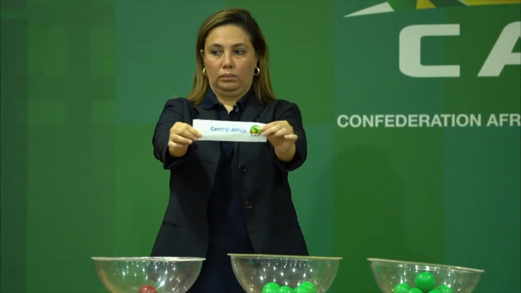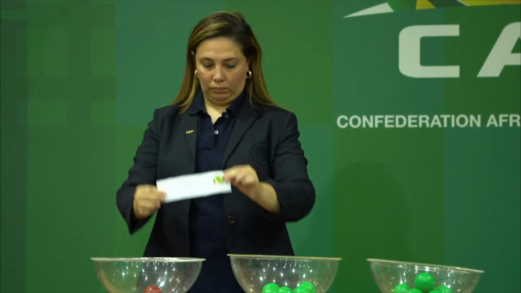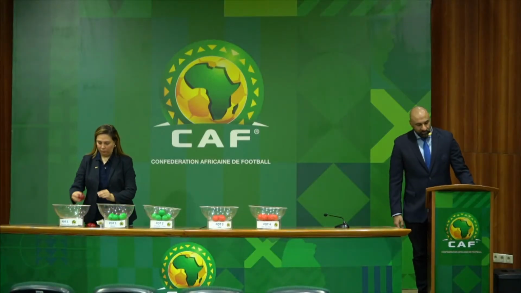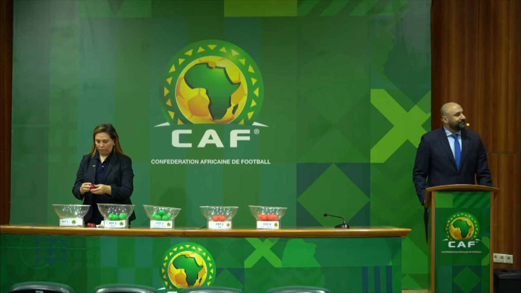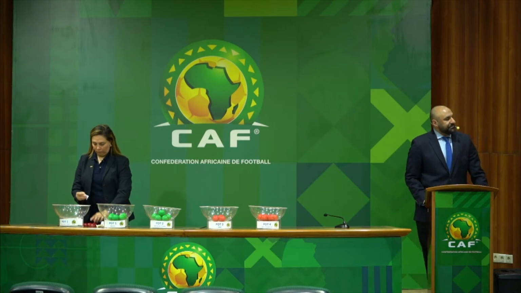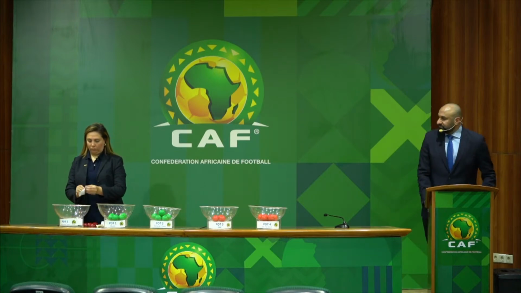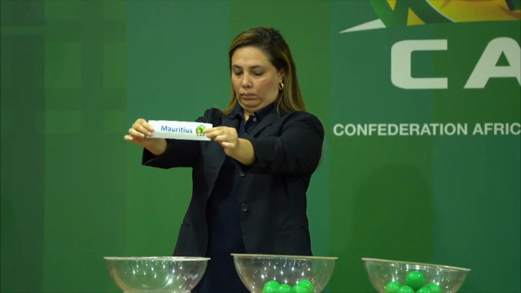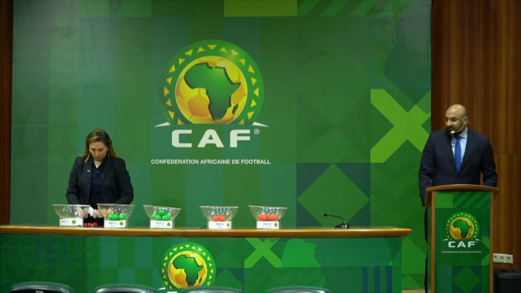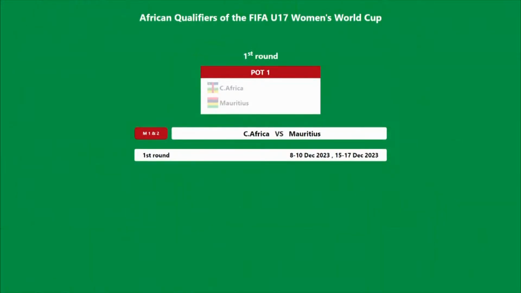Central Africa will play the first leg at home. So just to confirm that the second ball is Mauritius. Mauritius. So the first match will be played in Central Africa, and the second leg will be played in Mauritius. This round will be played 8-10 December, the first leg, and 15-17 December, the second leg.